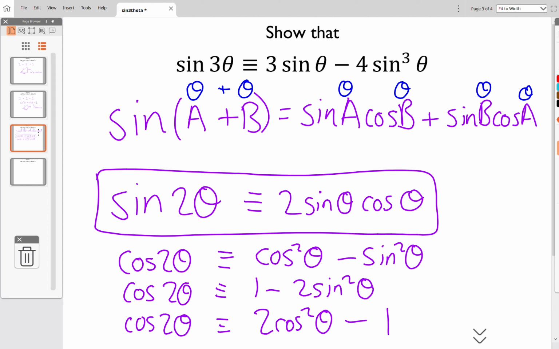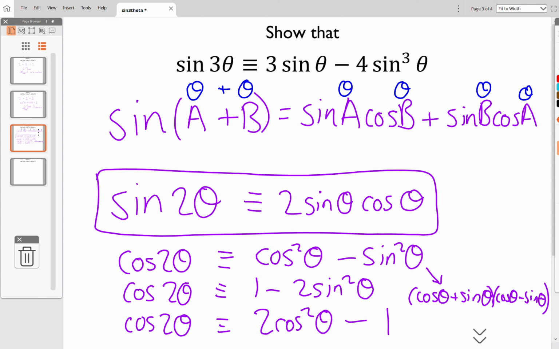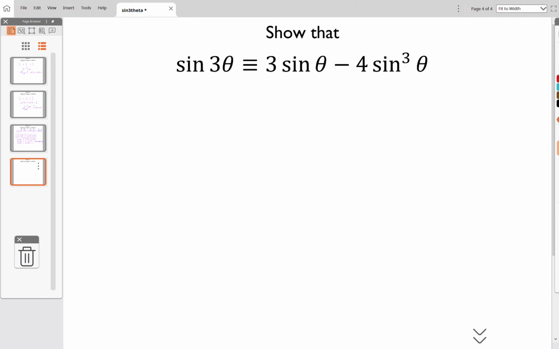We can also do a nice little factorization of this. I'm probably going into a bit too much detail, but using difference of two squares, sometimes it's useful to use that as well. But today, what we've got is 2 plus 1 is 3. We've got this identity, we've got a double angle, we've got a compound. So let's tackle the question.